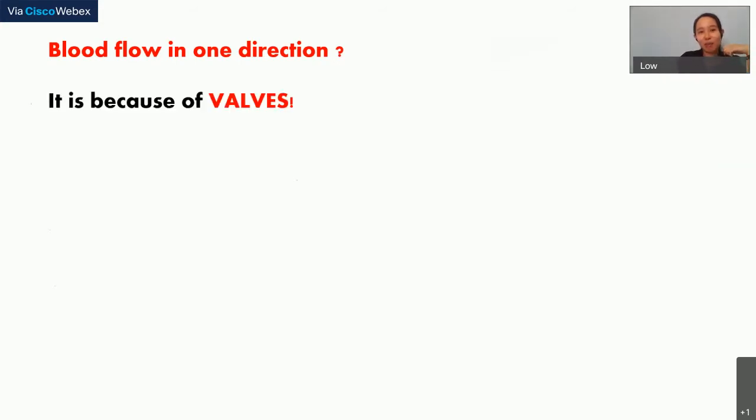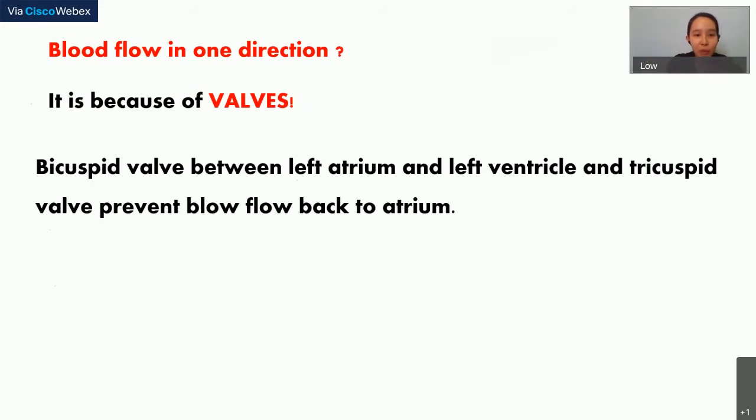Valves. Yeah, the valves, remember the open and close ones? They stop the blood from flowing back. So the bicuspid valve between the left atrium and left ventricle, and the tricuspid valve between the right atrium and right ventricle, they prevent the blood from flowing back into the atrium.